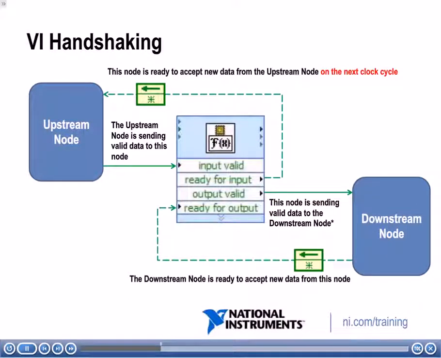Now let's talk about the output valid and ready for output. The downstream node is going to let our middle node know whether it's ready to receive a valid output yet. The downstream node is feeding that into a feedback node, and that feedback node is telling it that on the next iteration, the middle node will know whether the downstream node is ready for an output. And if it's ready for an output, then our middle node will send output valid a true value, as well as outputting the valid output data.